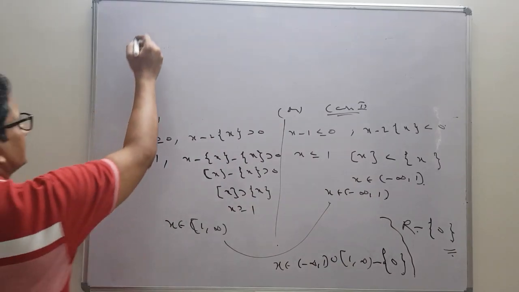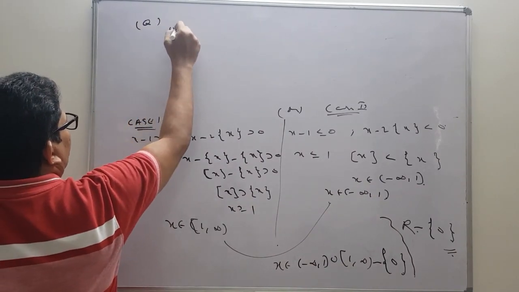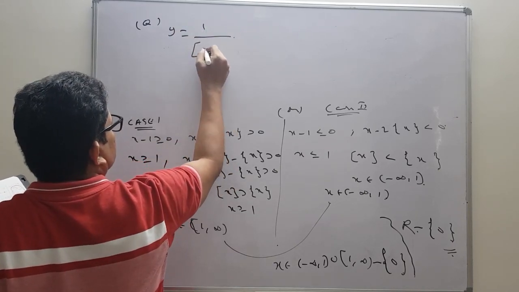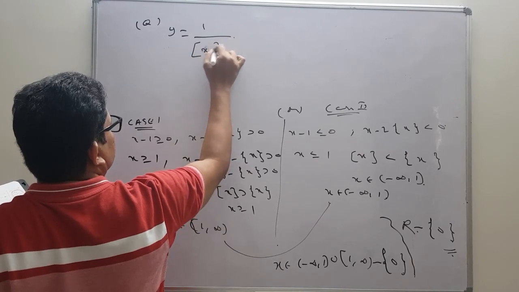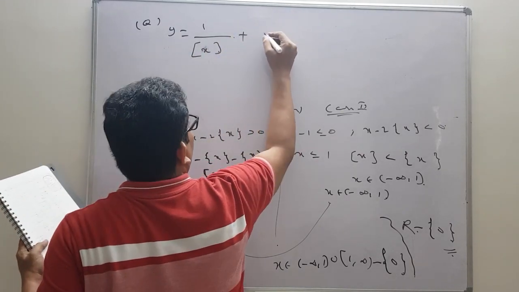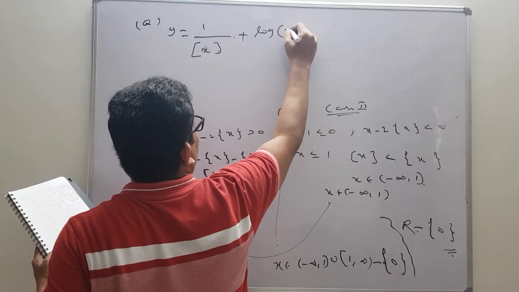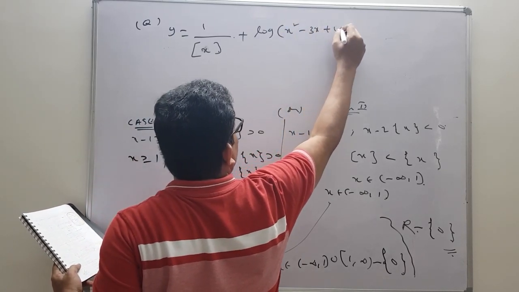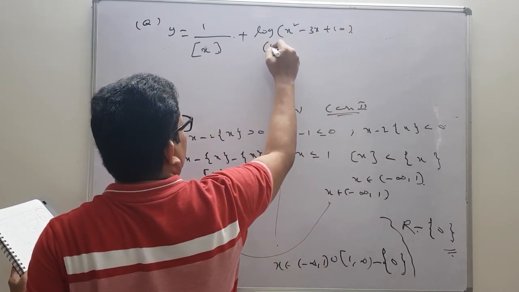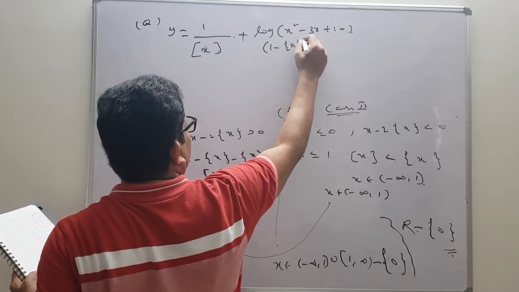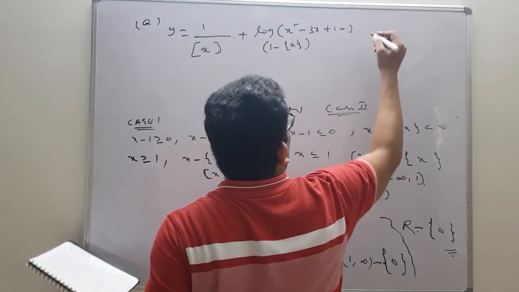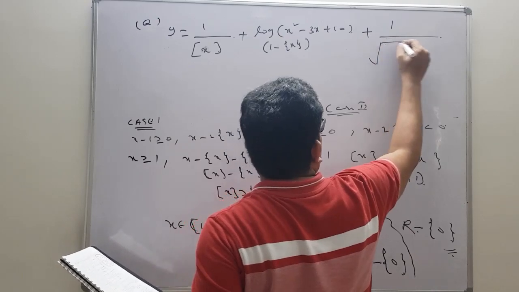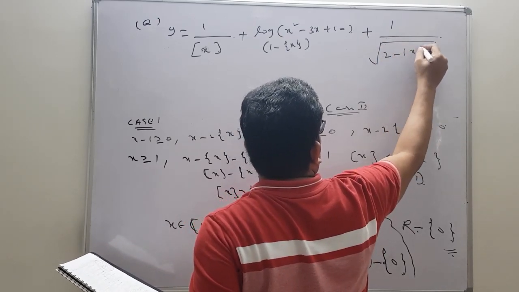Find the domain of y equals 1 by greatest integer function x, plus logarithm of x square minus 3x plus 10 to the base 1 minus fractional part of x, plus 1 divided by square root of 2 minus modulus of x.